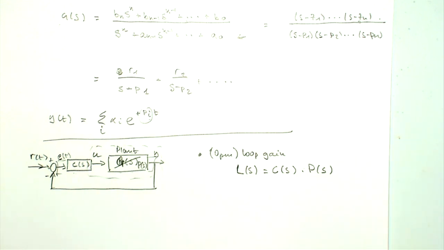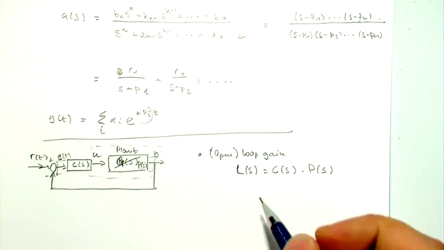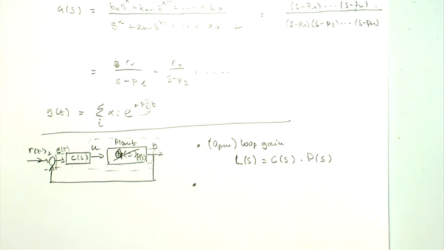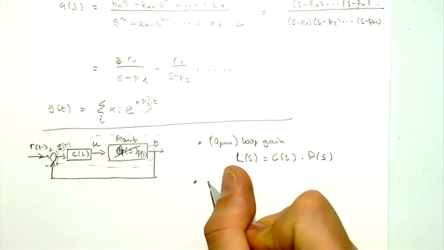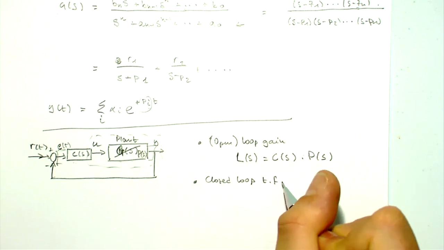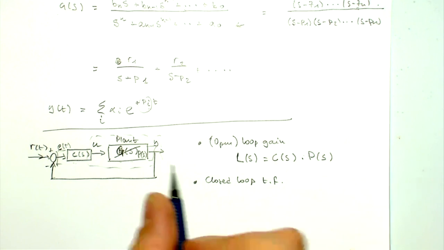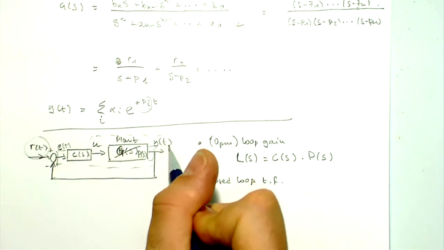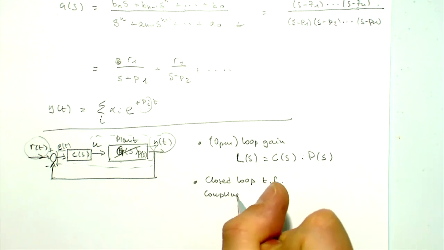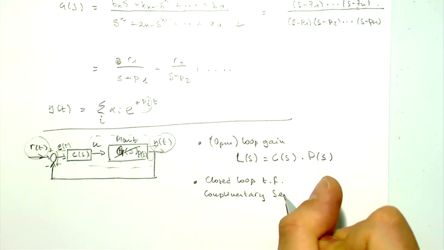And you've seen that once you study this term, it is actually possible to obtain information about the behavior of the closed loop system only by considering this. And to formalize this idea, you've seen that there is something called a closed loop transfer function, which is a transfer function that maps from the reference signal to the output of the system, and which is sometimes even called the complementary sensitivity function.